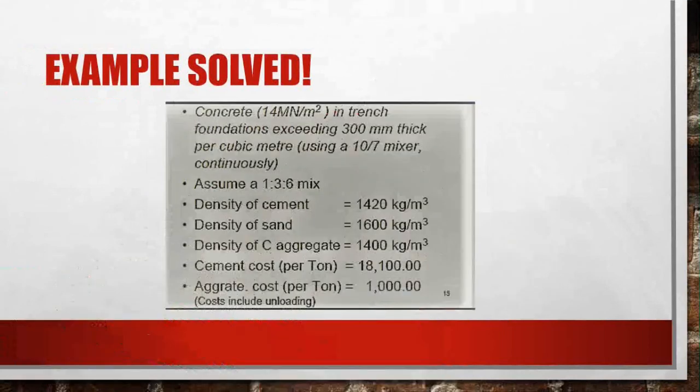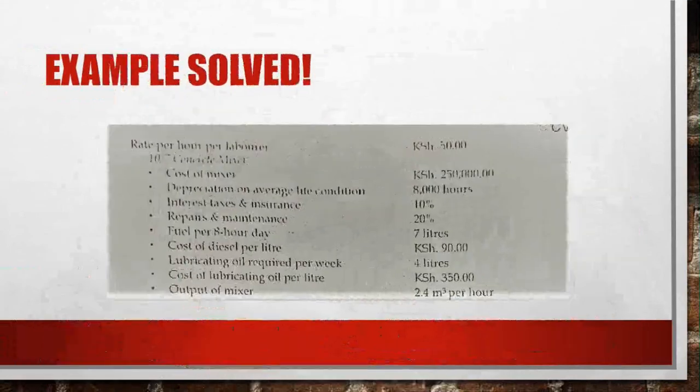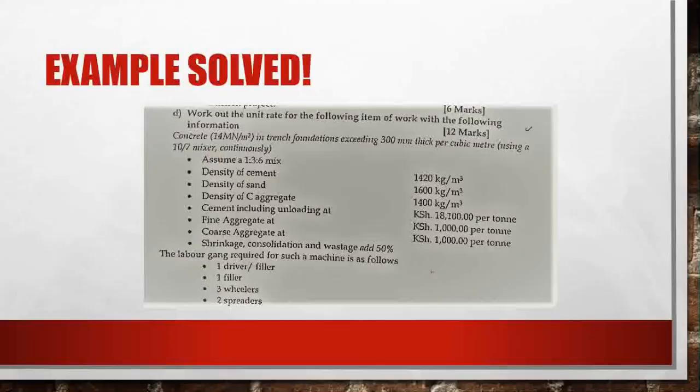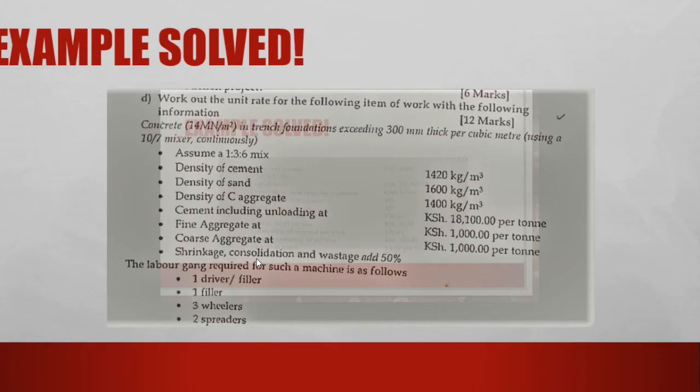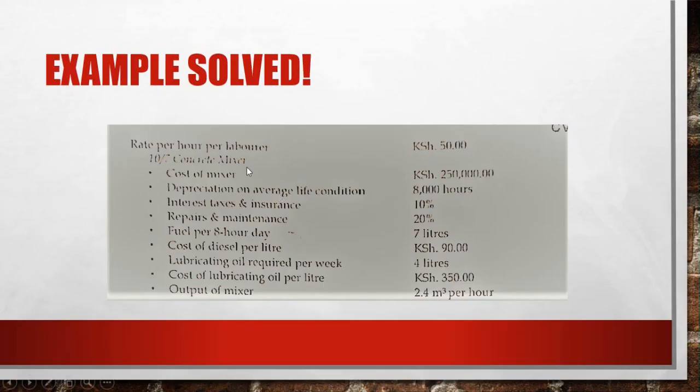The question here was to work out the unit rate for the following item of work with the following information. So this was the information, and we already did the cost of 1 meter cube of concrete, the cost of paying each worker for doing 1 meter cube. The same case, the concrete mixer being paid the price we got for working for 1 meter cube.